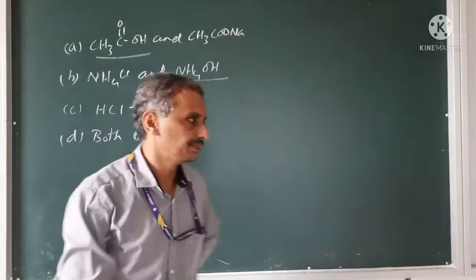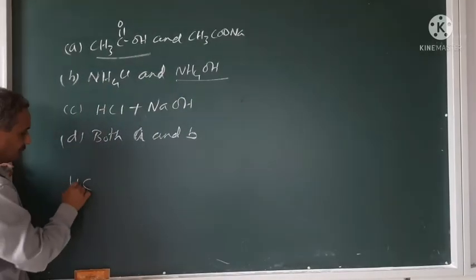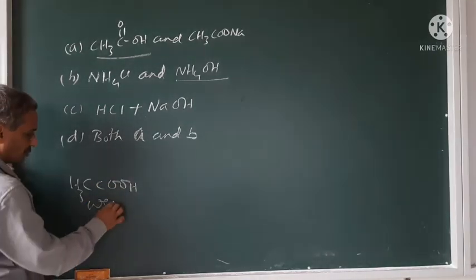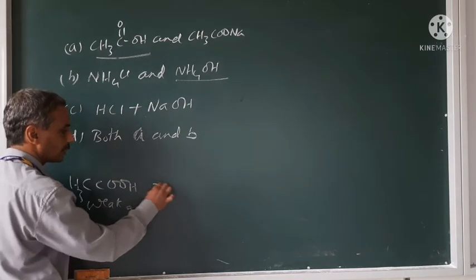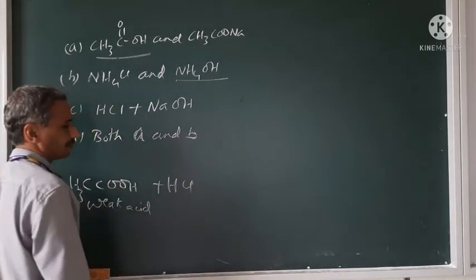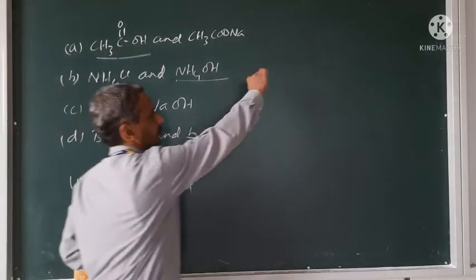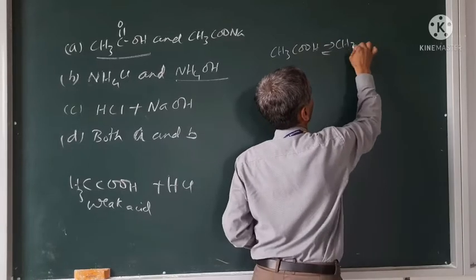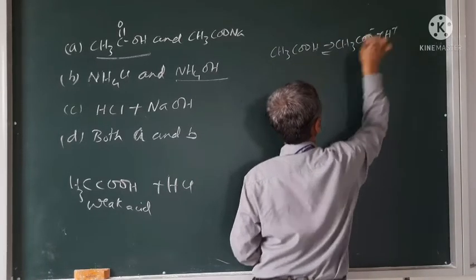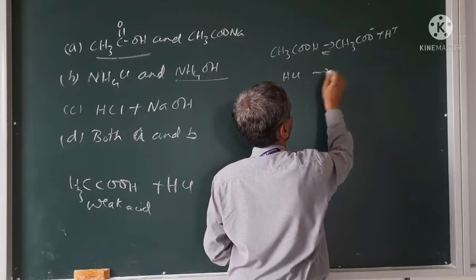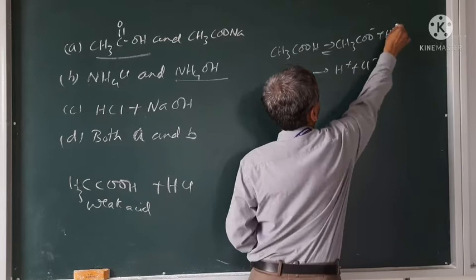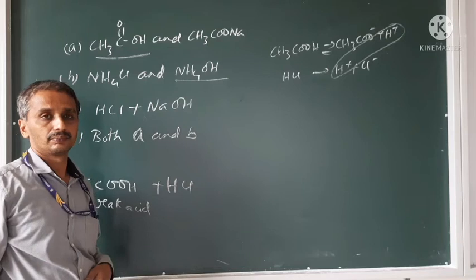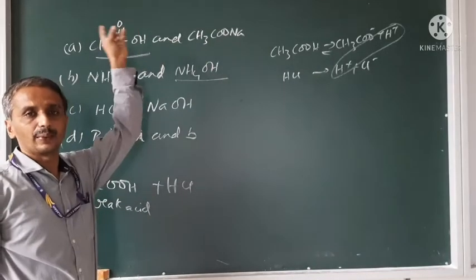One thing. Here, acetic acid, CH3COOH, is a weak acid, plus HCl. Here CH3COOH will give CH3COO minus and the H plus. HCl will give H plus and the Cl minus. There is a common ion. So this also can show a common ion effect.